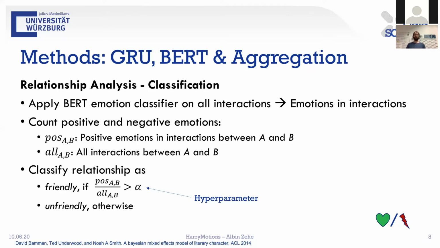We use these counts to define a simple classifier for the relationship between the two characters A and B. In that we say that we classify the relationship as friendly if the ratio between pos-AB and all-AB is greater than a threshold parameter alpha, and unfriendly otherwise. Alpha is a hyperparameter that we will later tune to the optimal value.